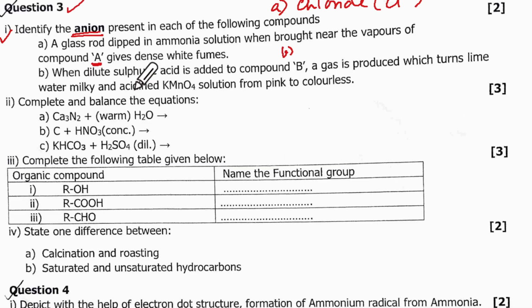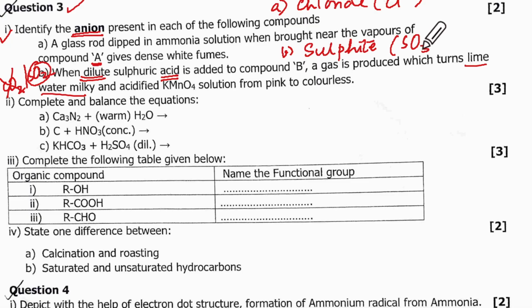The second one, when dilute sulfuric acid is added to compound B. Now dilute acid is the keyword here. It produces a gas which turns lime water milky. Lime water milky means it can be CO2 or SO2. And acidified solution turning from pink to colorless means not CO2 but SO2. So if it is SO2, it will be coming from sulfite, that is the SO3 2- radical. Write your marks on 2, how much you would get.